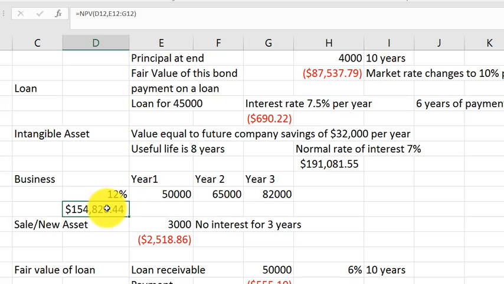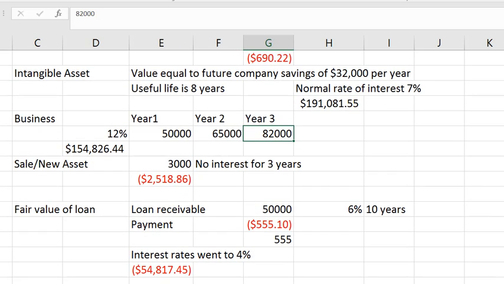And we see that the net present value is $154,826. That is the same as if we had done the present value of year 1, present value of year 2, and the present value of year 3 individually calculated and then added up. Same amount. That's what that function did for us.